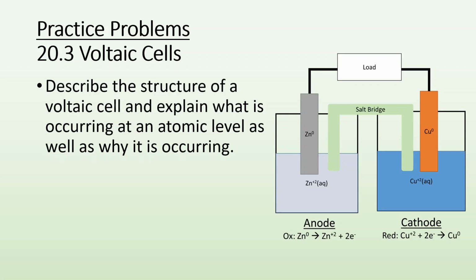Mr. Donahue here again. This time we're going to take a look at some practice problems for 20.3 voltaic cells. So our objectives will be to describe the structure of a voltaic cell and explain what is occurring at an atomic level, as well as why it is occurring. Here we have an example voltaic cell where we have an anode, a cathode, the salt bridge, and the load, the thing that is being powered by the voltaic cell. And so let's get into it.